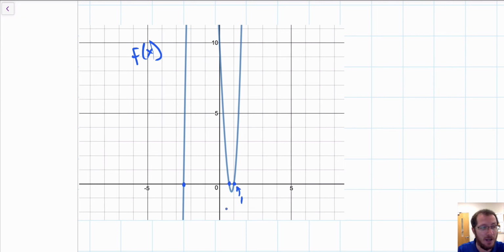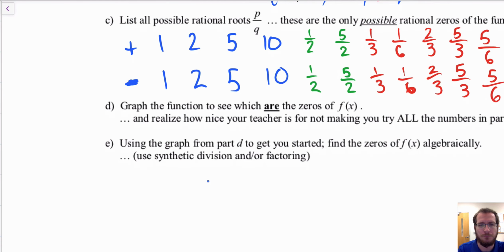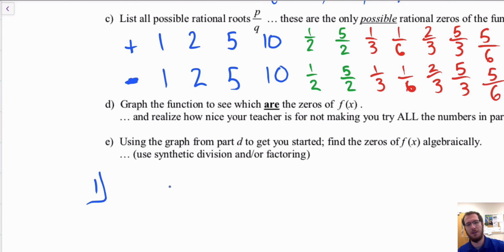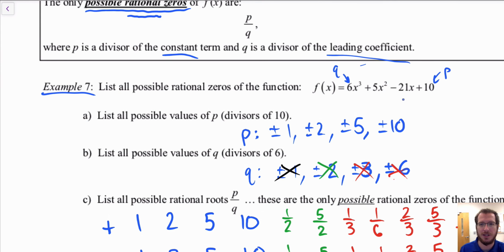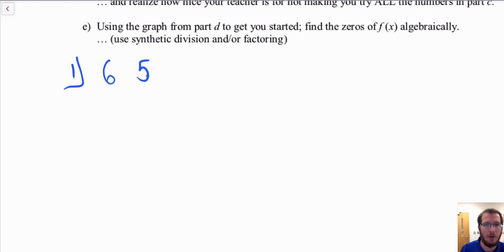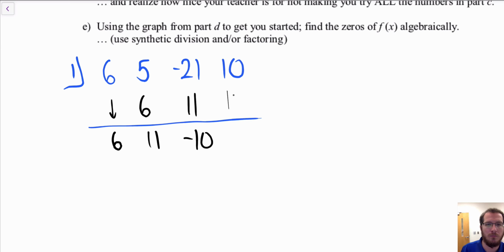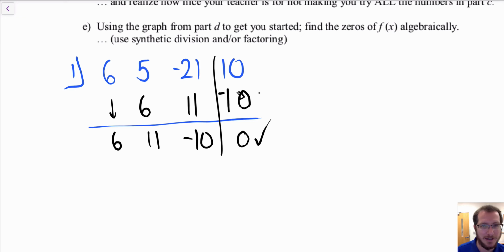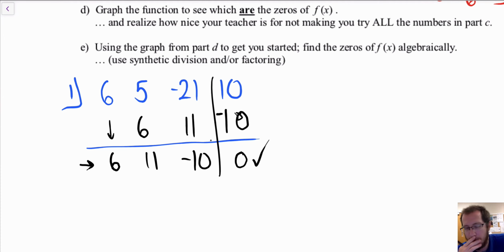Okay, so now we're at the same spot as in the previous example, where I want to test these algebraically to see if they are indeed roots. I'm going to test 1 first because that's the only whole number we've got. Doing part E, I'll pull my coefficients from f of x: 6, 5, -21, and 10. We do our synthetic division, and we see that 1 is indeed a root, or a zero. Now we're left with 6, 11, and -10 as our remaining polynomial.